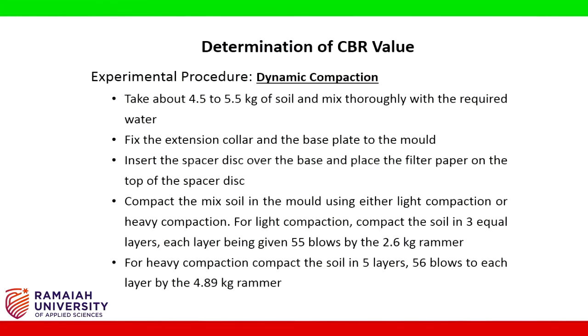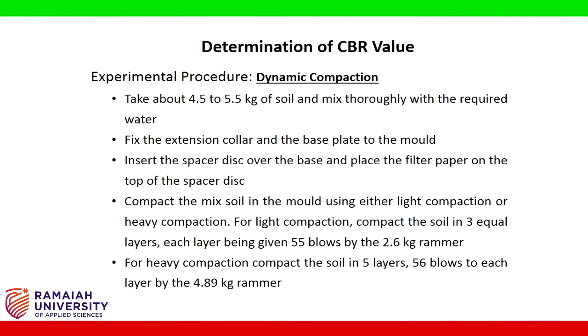Dynamic compaction. Take about 4.5 to 5.5 kg of soil and mix thoroughly with the required water. Fix the extension collar and the base plate to the mold. Insert the spacer disc over the base and place the filter paper on the top of the spacer disc. Compact the mixed soil in the mold using either light compaction or heavy compaction.